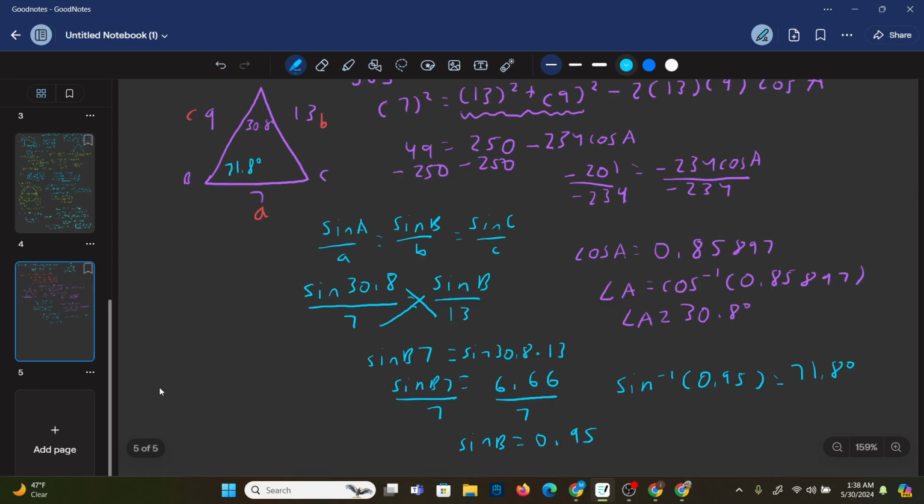Now that we have that one, we can simply do 180 minus 71.8 minus 30.8, because all angles in a triangle add up to 180. If we put that into our calculator, we get an angle of 77.4 degrees. And that is the measure of angle C. And now that we have all the angles and all the sides, we have solved this triangle using law of cosines and law of sines.